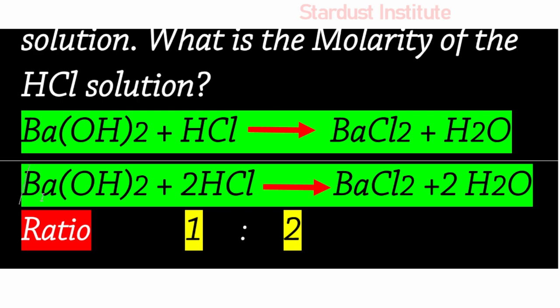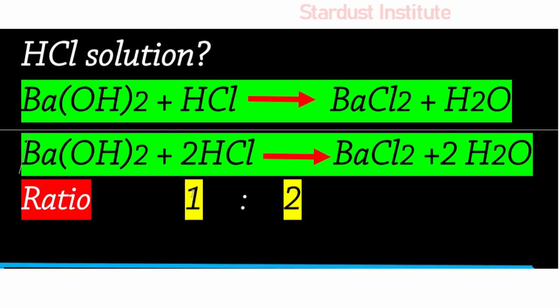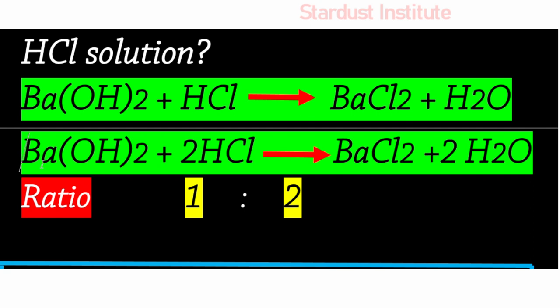Now you can see on the left hand side barium hydroxide plus 2HCl. On the right hand side barium chloride plus 2H2O. You can see on the left hand side 1 barium, on the right hand side 1 barium, on the left hand side 2 oxygens, on the right hand side 2 oxygens, on the left hand side 4 hydrogens, on the right hand side 4 hydrogens, on the left hand side 2 chlorines, and on the right hand side 2 chlorines.